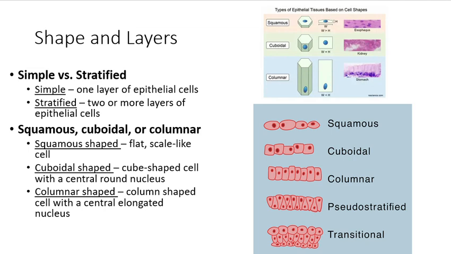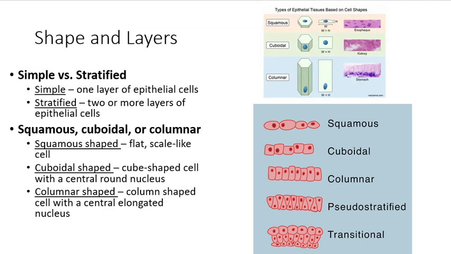So how do we name epithelial tissue? Well, based on shapes and layers. So there's two different layer naming systems. You can have simple epithelium or stratified epithelium. So if you have a simple epithelium, this is just one layer of epithelial cells. Whereas if you have a stratified epithelium, this is two or more layers of epithelial cells.